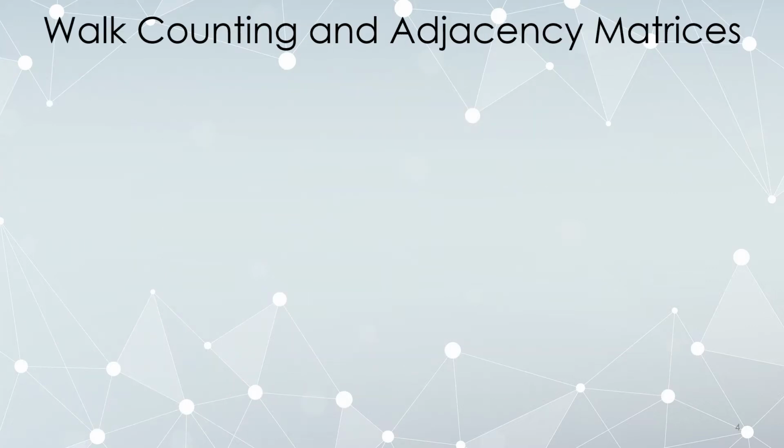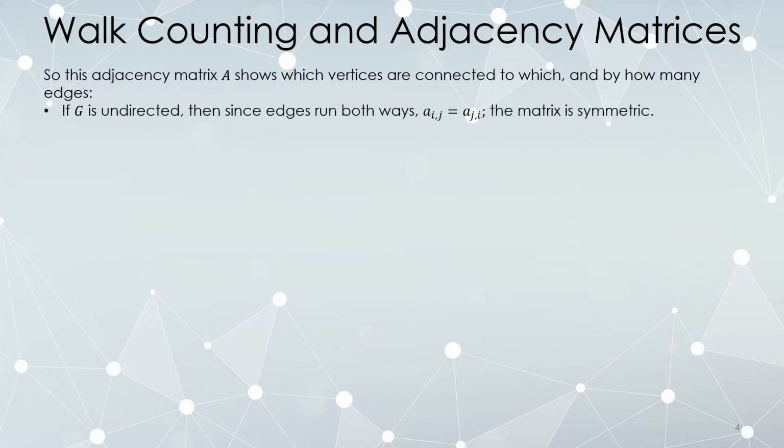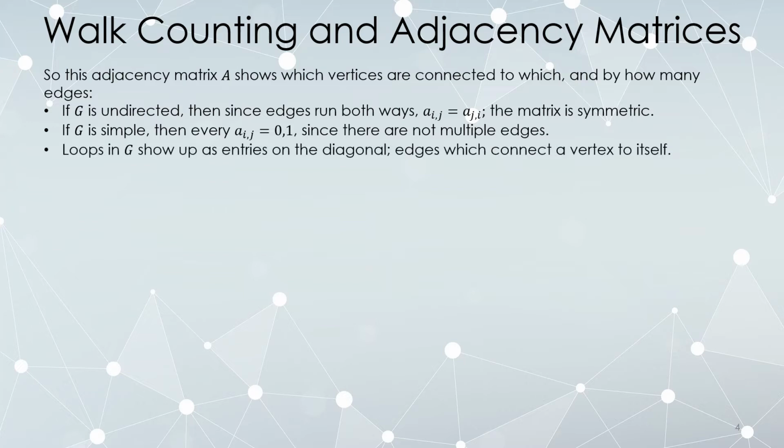Now we're going to see how adjacency matrices help us solve the question of counting how many walks there are of a certain length. So the adjacency matrix shows which vertices are connected to which and with how many edges. Now if G is undirected, the matrix is symmetric, as already remarked. If G is simple, then every entry of the matrix is either 0 or 1, because we don't allow multiple edges between two vertices. So there's either 0 edges or 1 edge between two vertices. Loops in a graph show up as entries on the diagonal because these are edges that connect a vertex to itself. So that would correspond to some Aii being non-zero: there is a loop from vertex i to itself.